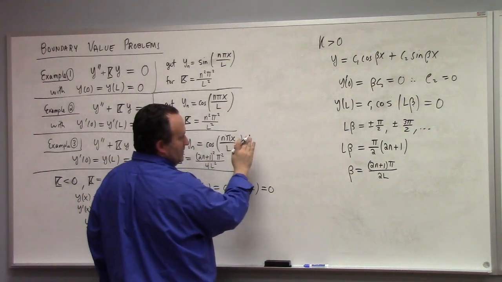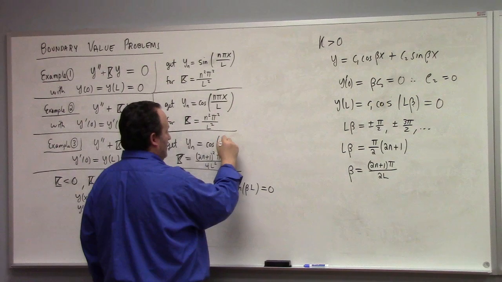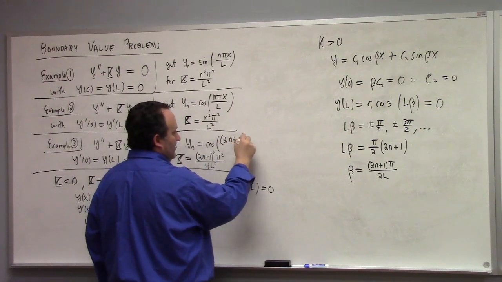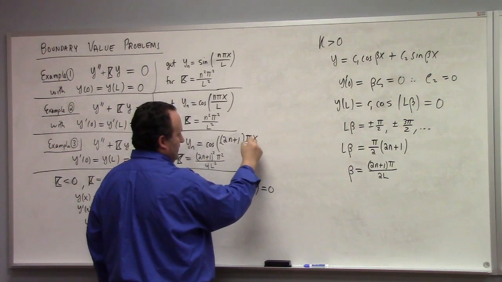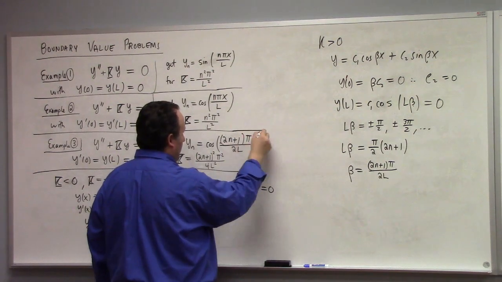And then this is cosine of what? 2n plus 1 times pi x over 2L? Yes.